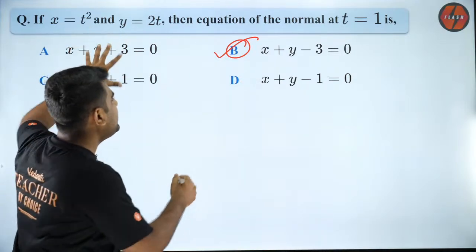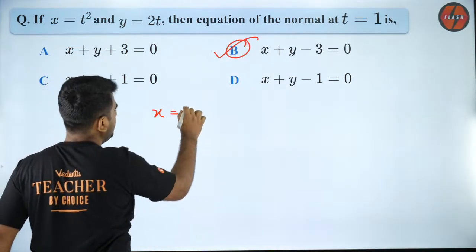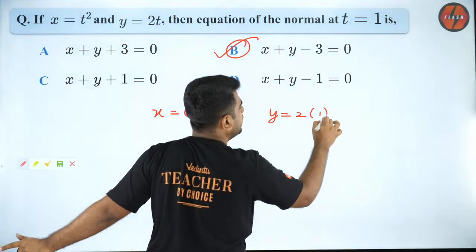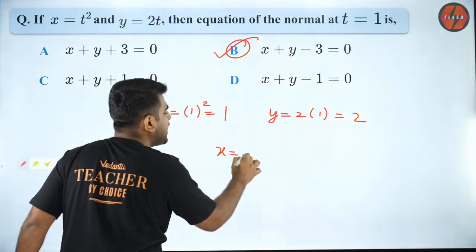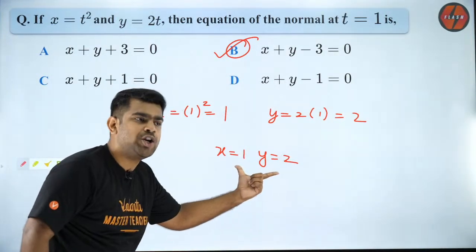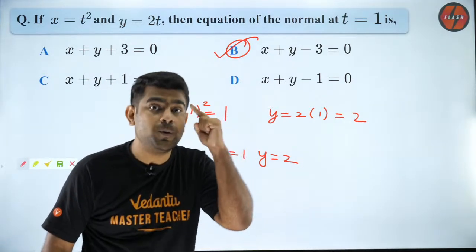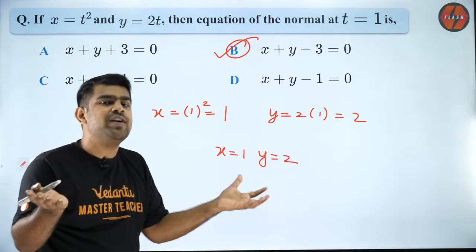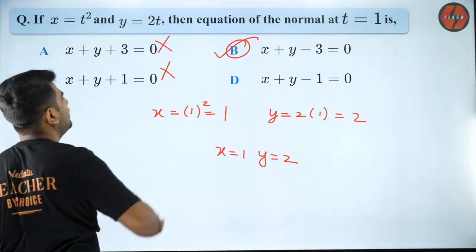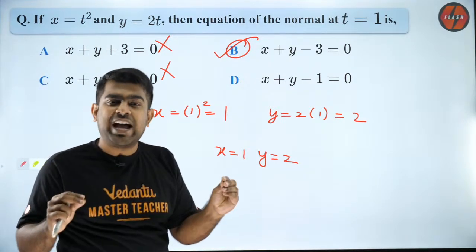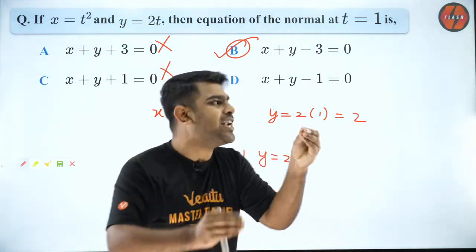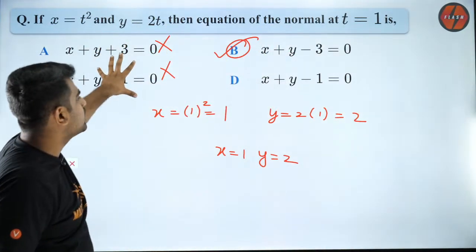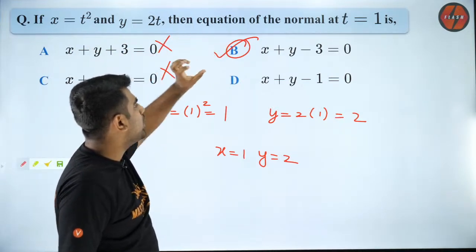First of all, when t equal to 1, what is your x? x is equal to 1 square and y is equal to what? 2 into 1 is equal to 2. Then if x is 1 and y is 2 and at this point you're drawing the normal, come on guys, think about it. This (1, 2) should satisfy the equation. By that itself, this option is wrong. Simple. I didn't do anything here. I just read the question and I eliminated 2 options. So it's either going to be B or it's going to be D.